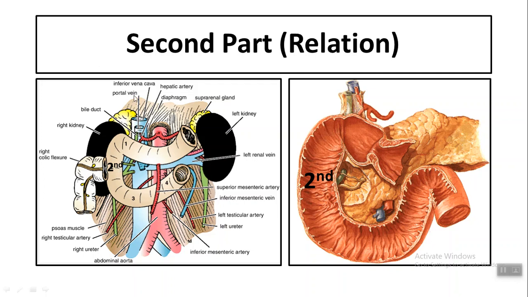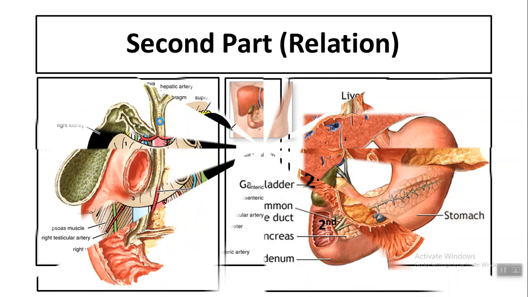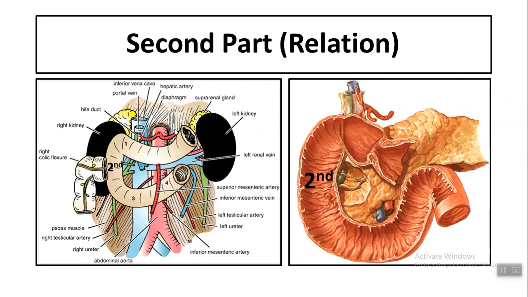The second part of the duodenum, or the descending part, descends in front of the hilum of the right kidney. This is an important relation to the second part of the duodenum. The right kidney lies posteriorly.